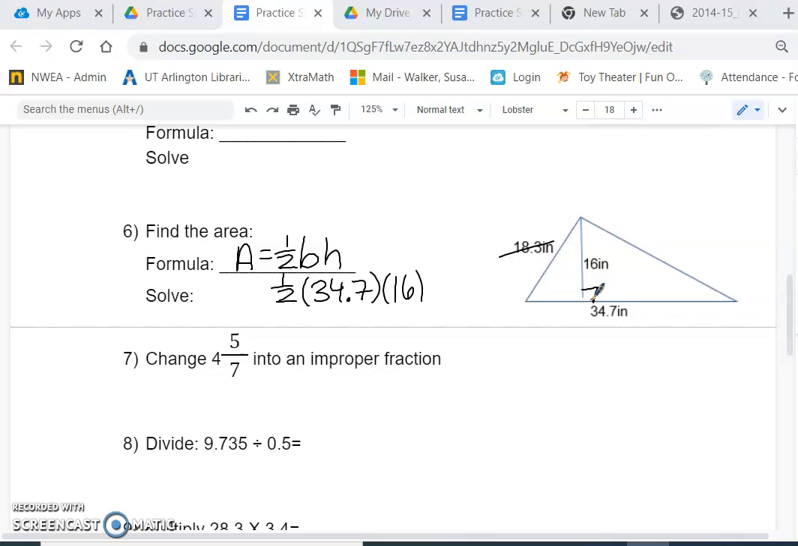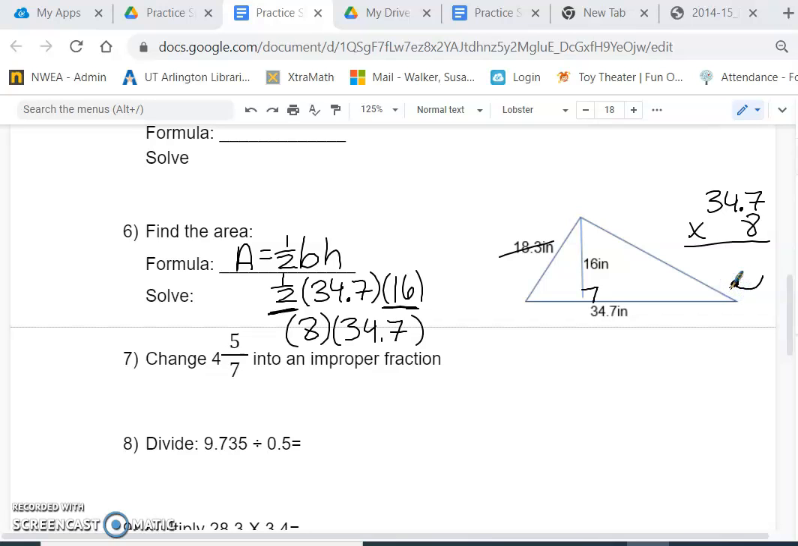Okay? What I would do is I would do half of 16. You don't have to. You can do 34.7 times 16 and then divide by 2. But I would do half of 16. And if you count up by 2s to get to 16, you'll get 8. Because half of 16 is 8. Okay? And so your job over here, I'm just going to make some room, is to multiply that. And you'll move the decimal one place in at the end.